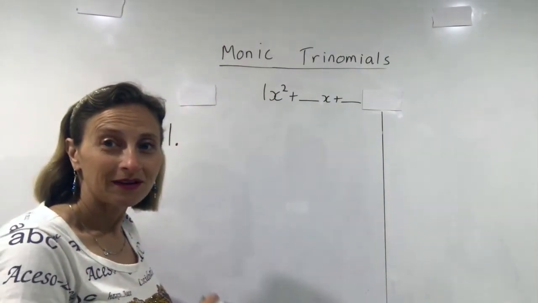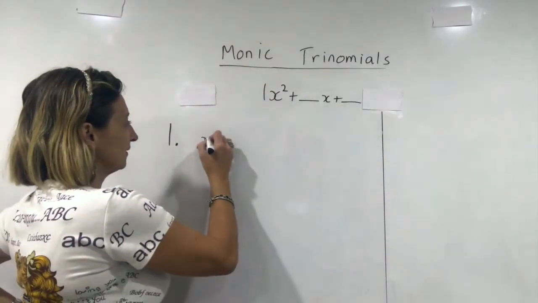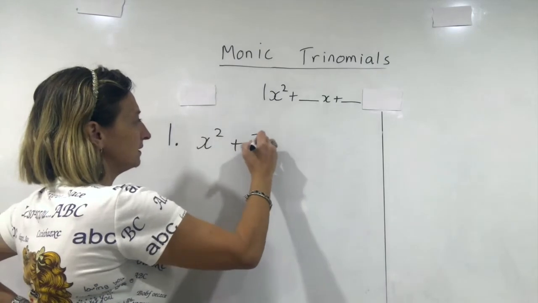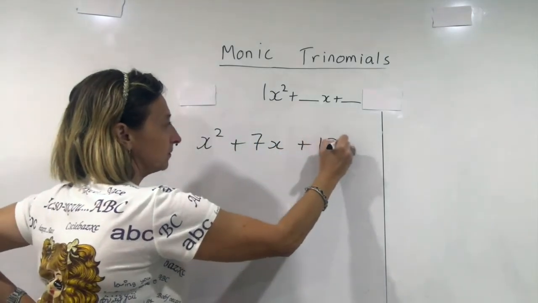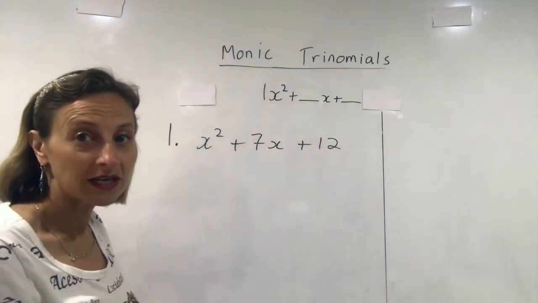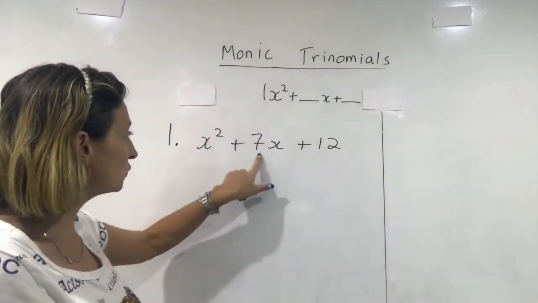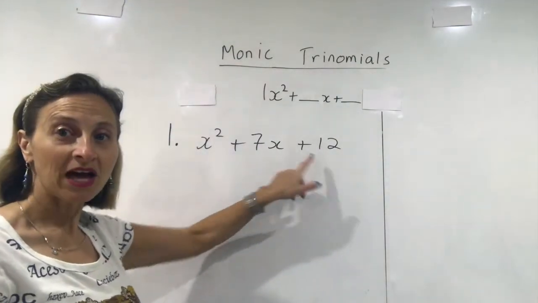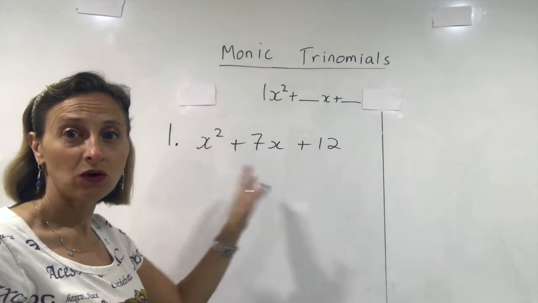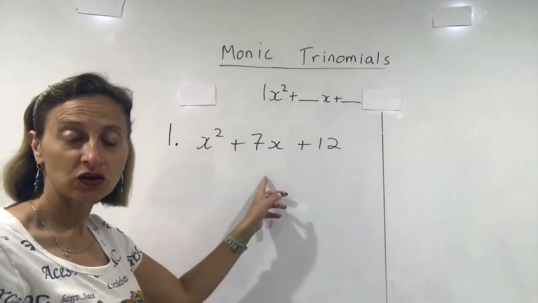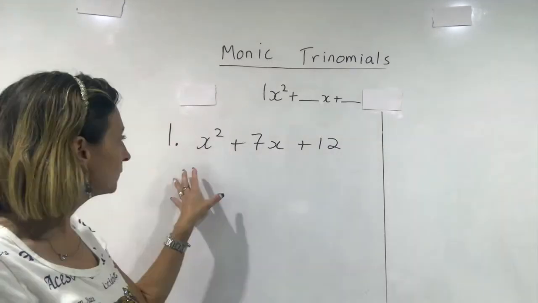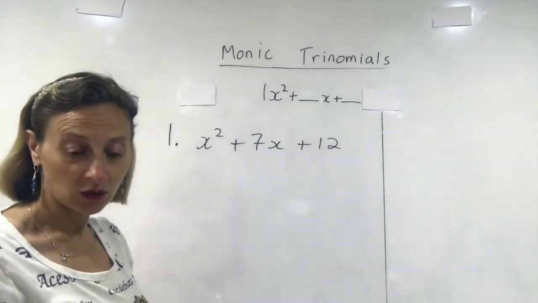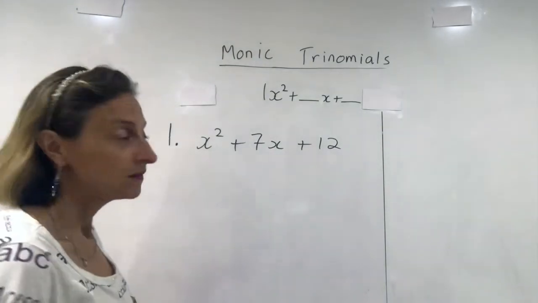Let's start with something that's not too difficult. X squared plus 7x plus 12. Straight away we can see that there's 3 terms, 1, 2, 3, and we have all the parts that we need. We have an x squared, we have an x term, and we have a number. We should be able to factorise this quite simply once we know how.